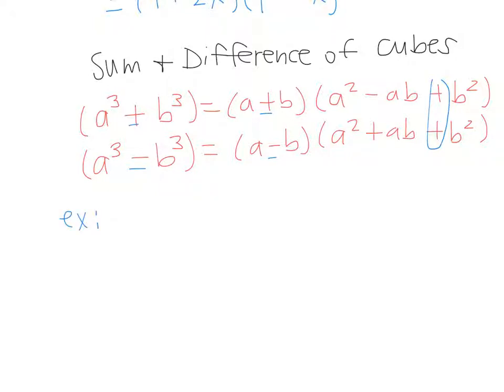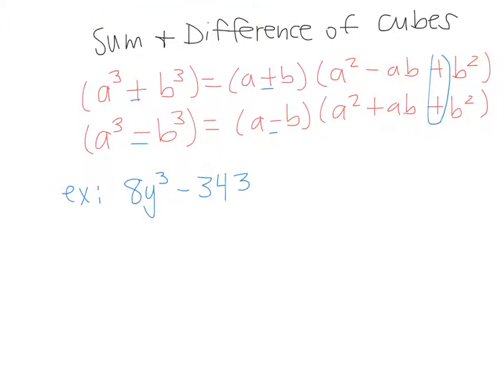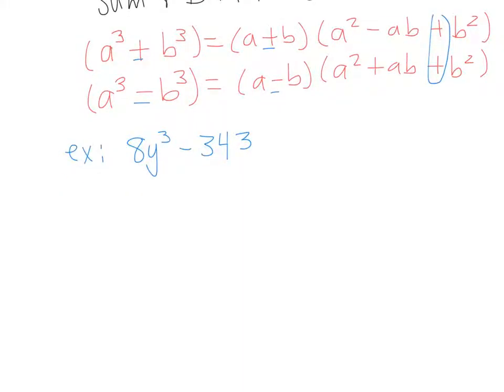Let's take 8y cubed minus 343. We want to write both those terms as something cubed. Well, 8 is 2 cubed, and then obviously we have y cubed, so we can write that as 2y, that whole thing cubed. Now, it might take a little bit of effort to figure out what 343 is cubed, but that's actually 7. 7 cubed gets us back to 343. Once we have figured that out, our a is the 2y and our b is the 7.